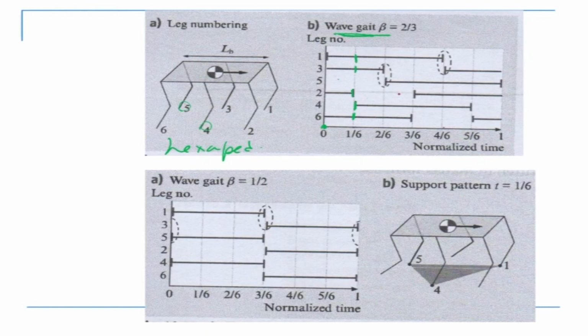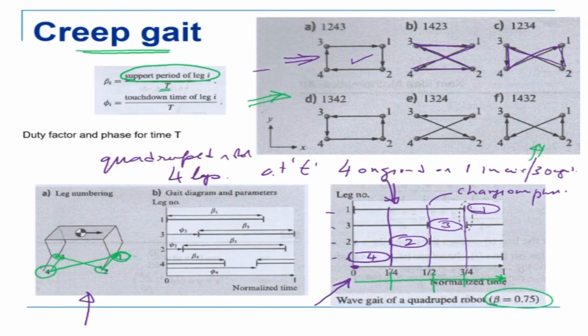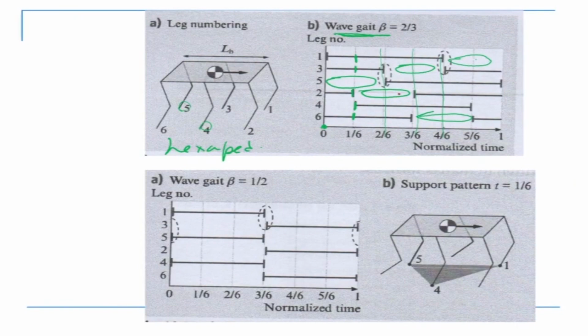So this one, number 5, is in air. In this particular case, 2 is in air, and then here 3 is in air, and here 6 is in air. So at any one instant, one leg is in air here, you can see. Here 1 is in air, here 1 is in air, here again 1 is in air. This again can have different combinations of which leg is going to be in air, because there are 6 now. In the previous case, you had 4, so you had that many variations. Now you have 6, so there are more variations possible.